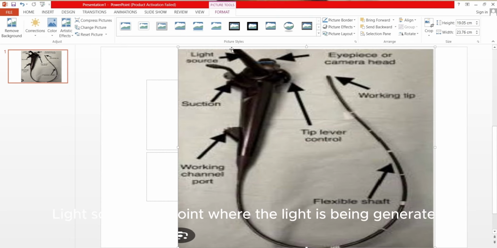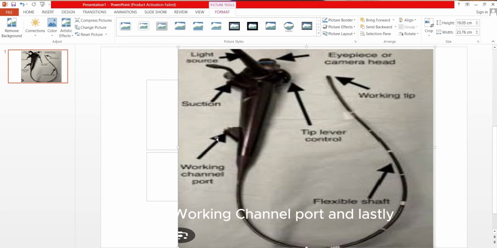The light source is the point where the light is generated, while the suction channel is the point where the airway can be suctioned, because it provides a tube through which you can suction the airway, especially during intubation. The flexible shaft helps in the easy placement of the tube into the airway. So this is the control knob. This is the suction channel. This is the light source. This is the working channel port. And lastly, this is the flexible channel. So these are the various components of this medical device.